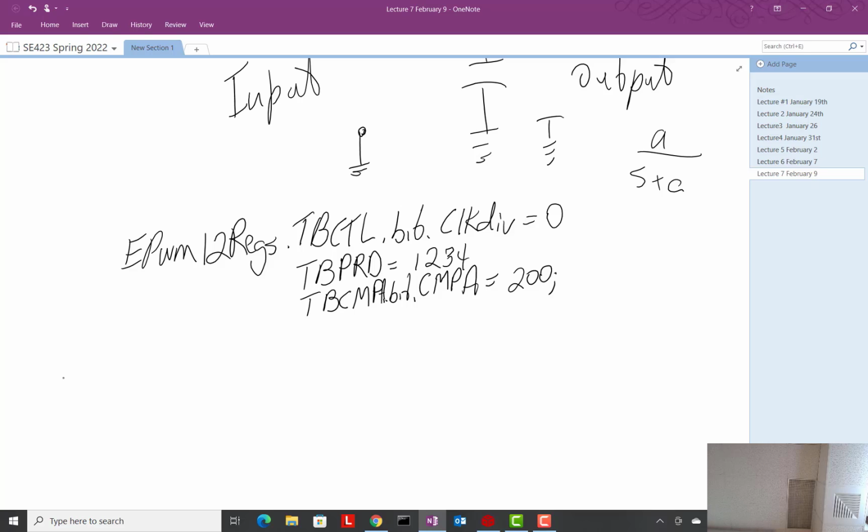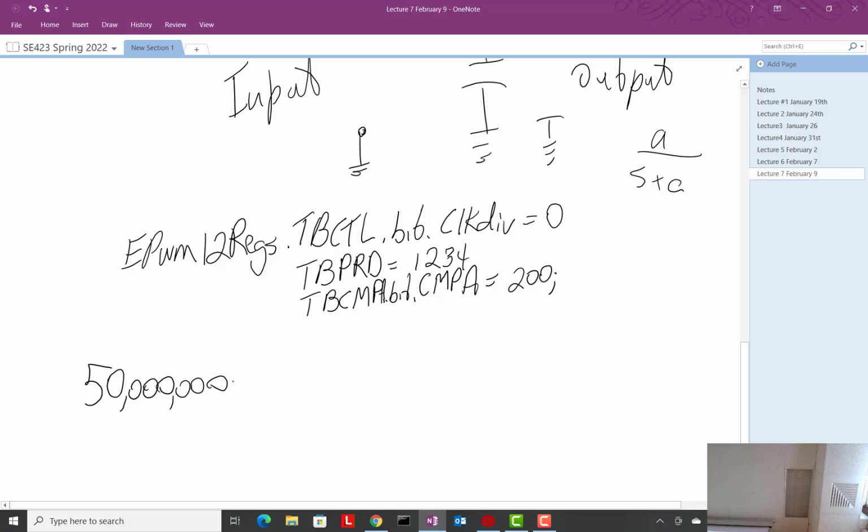These PWMs happen to be clocked with the high-speed clock. It's a long story, and I don't want to get into all the details of that because that's just confusing. But we have a 50 megahertz clock, so 50 million hertz coming into EPWM 12. That's all you need to know, and I will be telling you that.